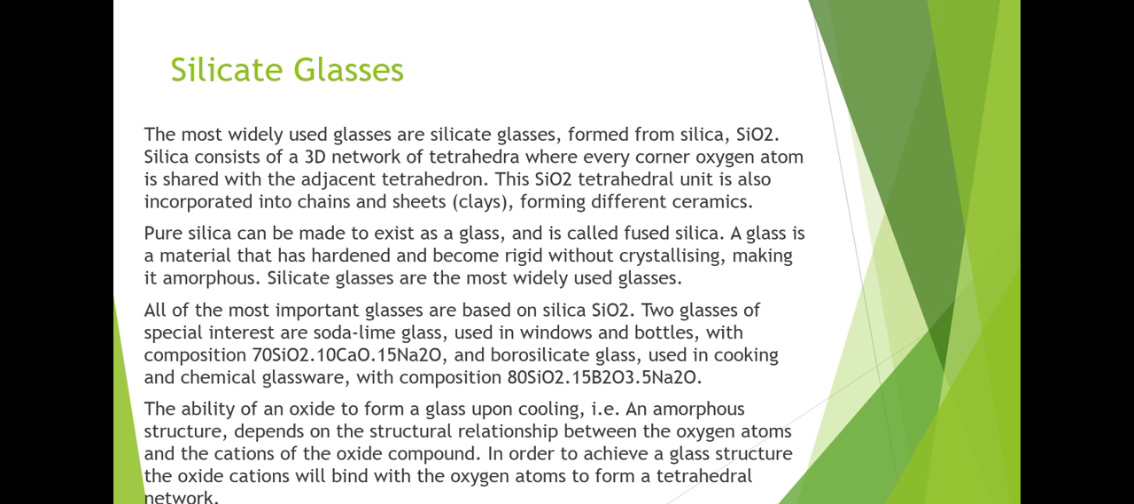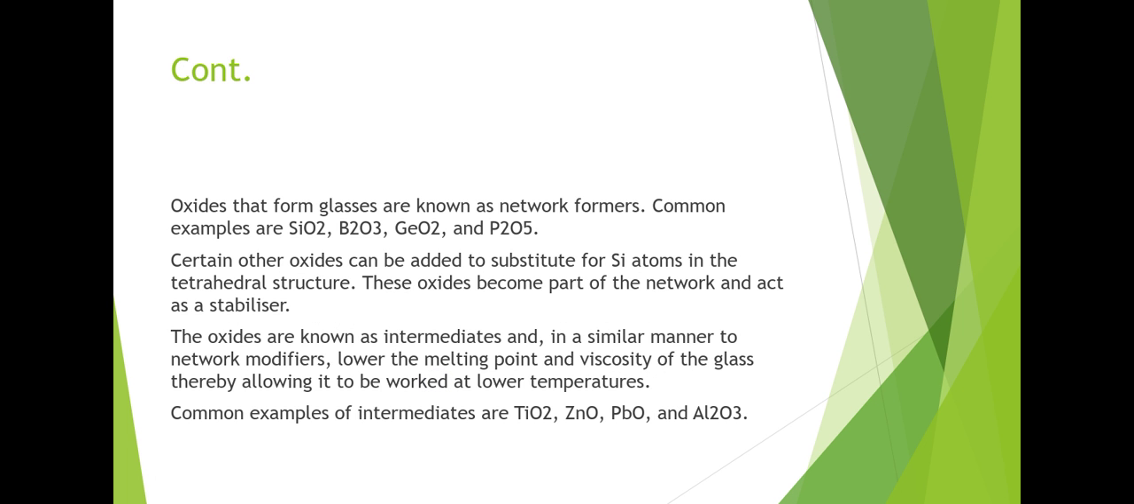The ability of an oxide to form a glass upon cooling and an amorphous structure depends on the structural relationship between the oxygen atom and the cation of the oxide compound. In order to achieve a glass structure, the oxide cations will bind with the oxygen atoms to form a tetrahedral network. Oxides that form glasses are known as network formers. Common examples are silica, B2O3, gallium oxide, P2O5.